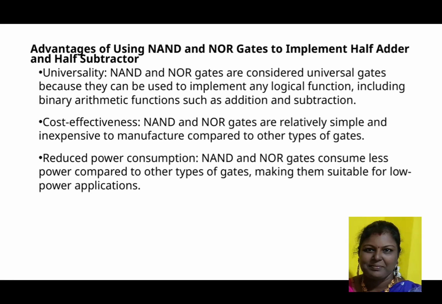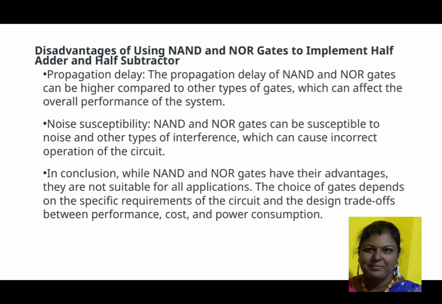When using NAND and NOR gates to build half adders and half subtractors, there are some drawbacks to keep in mind. One is propagation delay. These gates can be slower than others, which may slow down the whole system. Another issue is noise susceptibility. Interference can cause the circuit to behave incorrectly. So, while these gates have their strengths, they're not always the best choice. It really depends on what the circuit needs, balancing performance, cost, and power use.